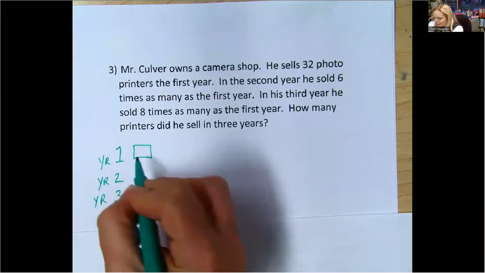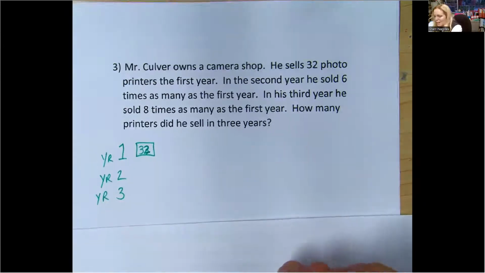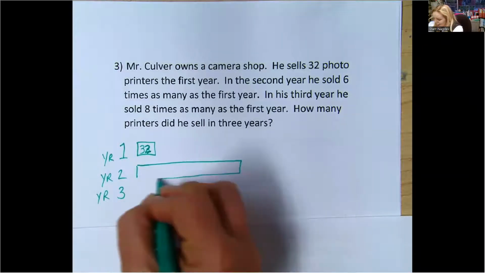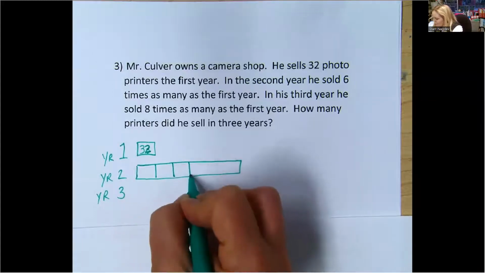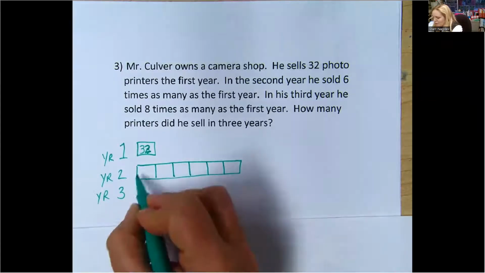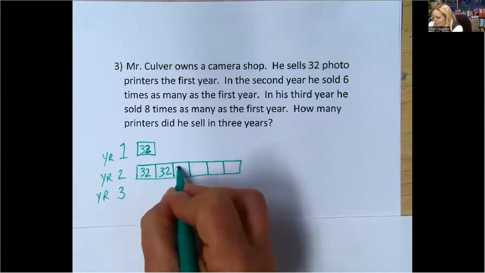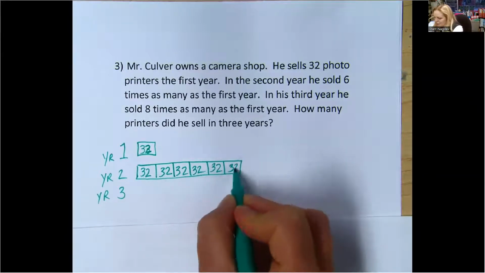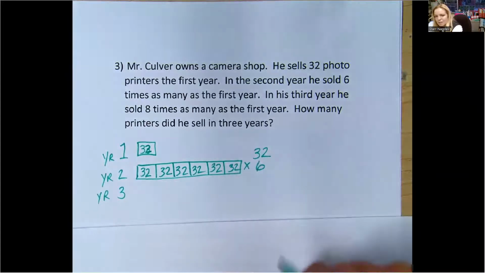So in year 1, he sells 32 printers. In year 2, he sells 6 times as many. So I know that to that one that he sold, there's got to be a total of 6 in my model. Now, each unit has a value of 32. That would be 6 times as much, right? And from there, for the math, I could do 32 times 6.